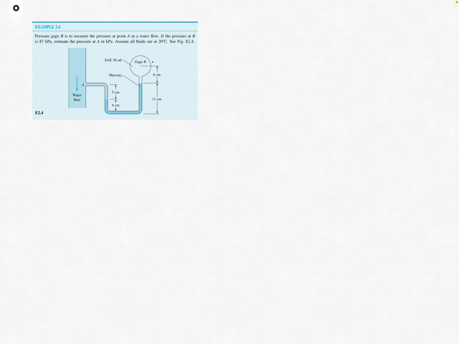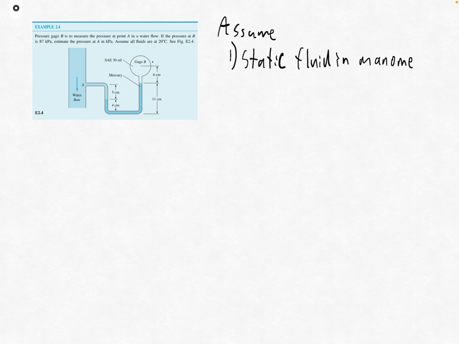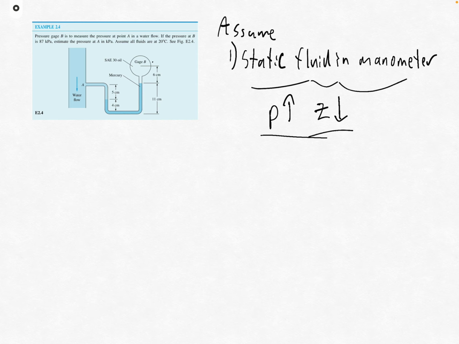To start with, we'll list our assumptions, and here it's simply that we have static fluid in the manometer. Since we know it's static fluid, we're going to have pressure moving up as our position within the fluid goes down. In this example, we're going to solve this by working our way through the system and essentially just applying this rule over and over and over.